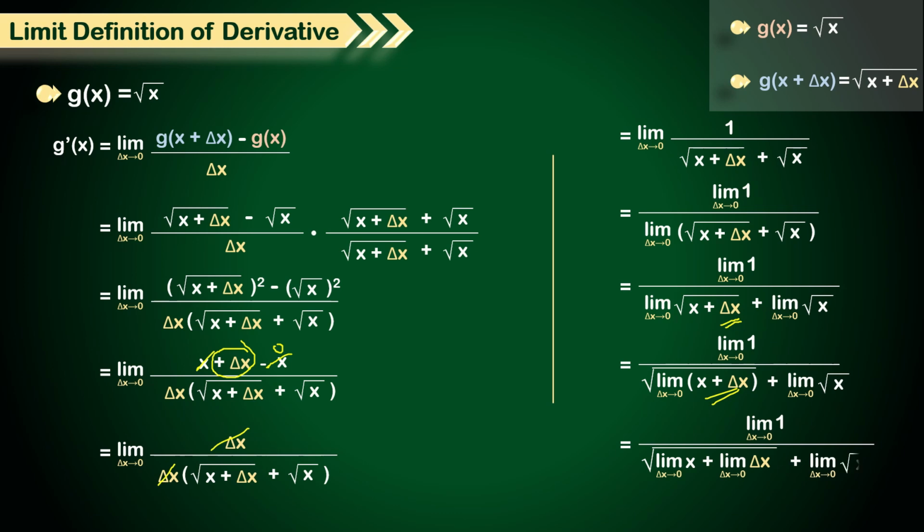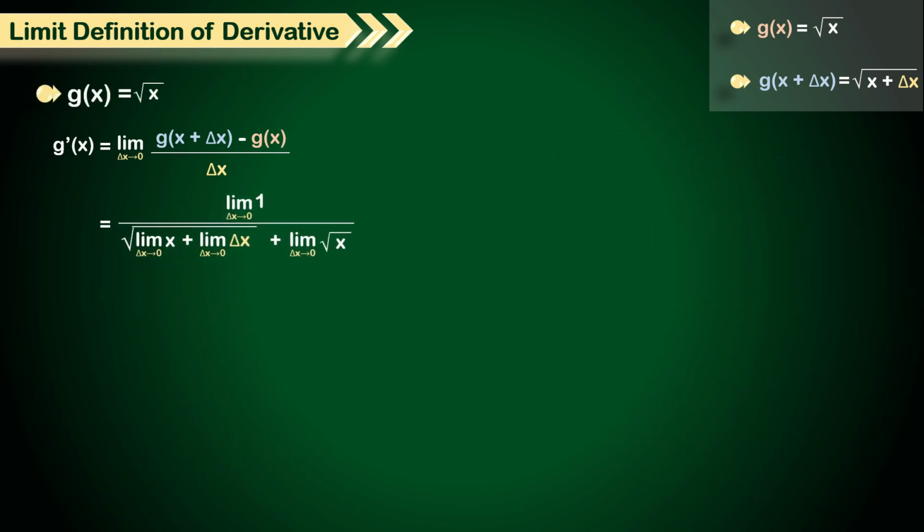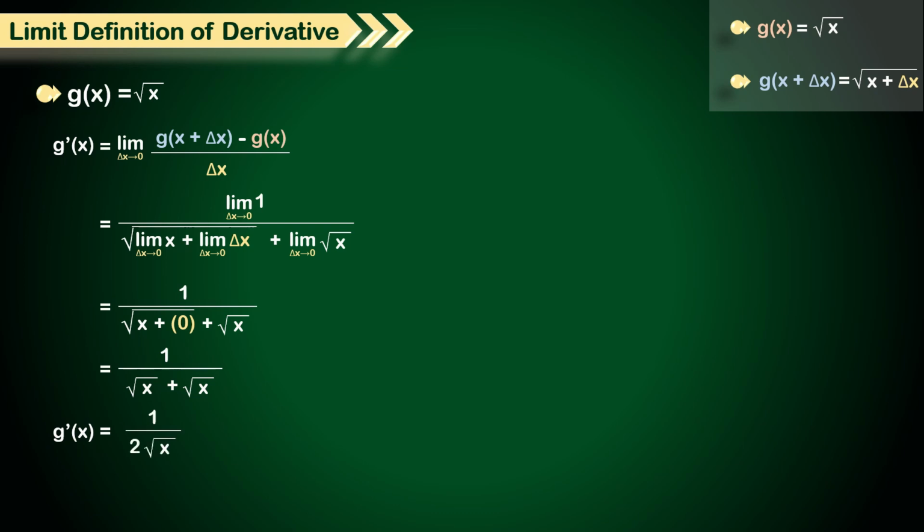Get the limit of each term, and it is equal to 1 over the square root of x plus 0 plus the square root of x. Simplify. 1 over the sum of the square root of x and the square root of x. Combine terms. Then the derivative of the function is 1 over 2 square root of x.